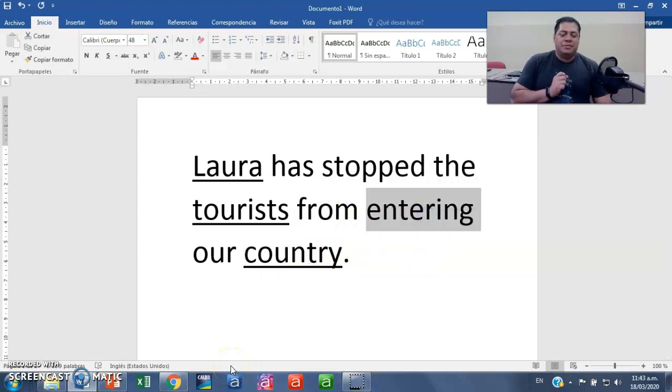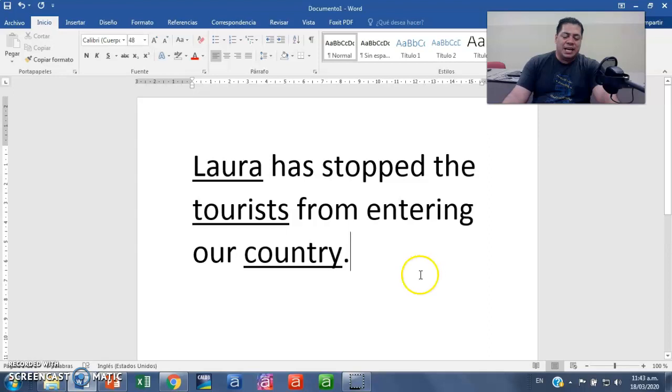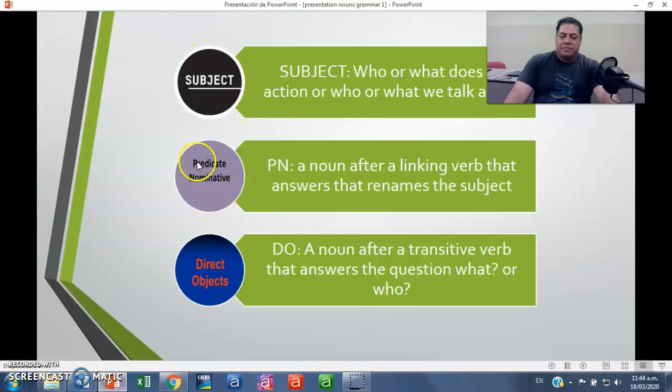Pause the video, think for a second, and come back with your answer. Yes, if you guessed that country is the object of entering, you are right. Country is the object of entering. And this is another function that nouns can do. We already covered this in class, right? So I think this is not a surprise for you. And those are the first three functions that nouns can perform.